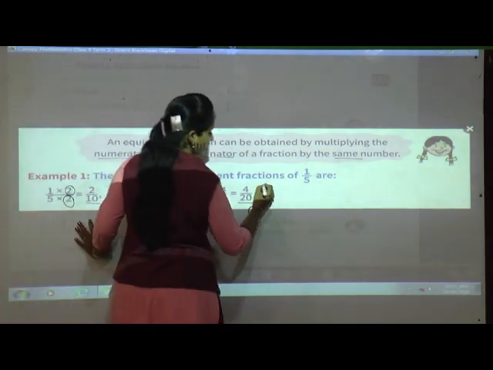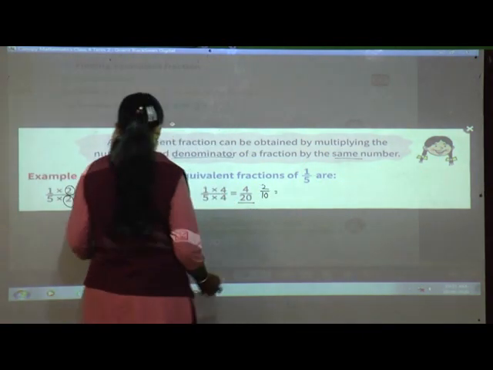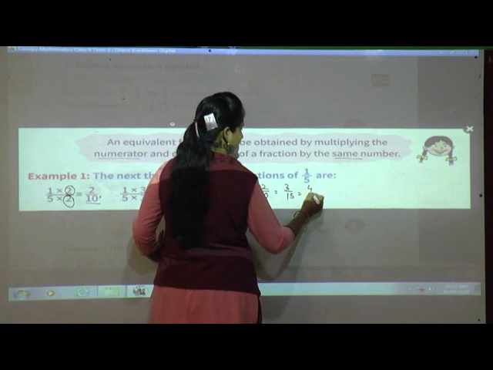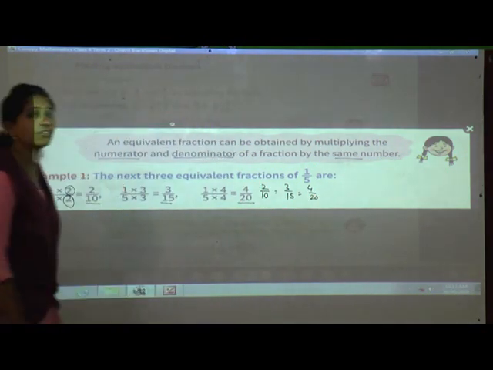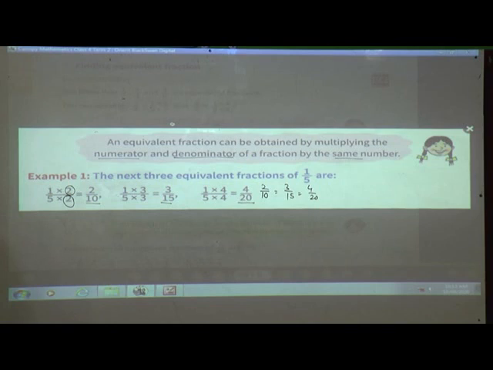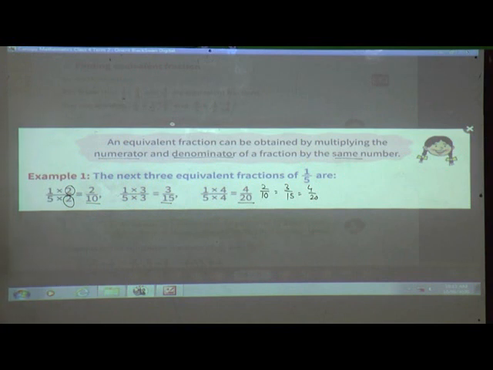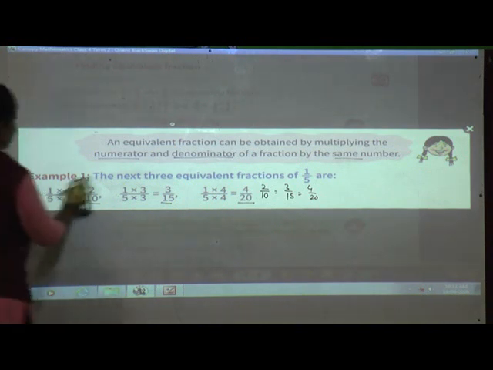Why? See, 2 by 10 is equal to 3 by 15 is equal to 4 by 20. They are equivalent fractions because the value is the same. Whatever we are doing with multiplication, the value is the same, 1 by 5, 1 by 5, 1 by 5, isn't it? So the value is the same and we are multiplying with a number to get the equivalent fractions. Got it? Clear? Yes.